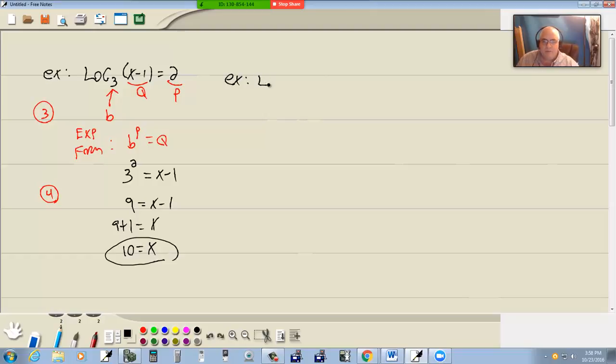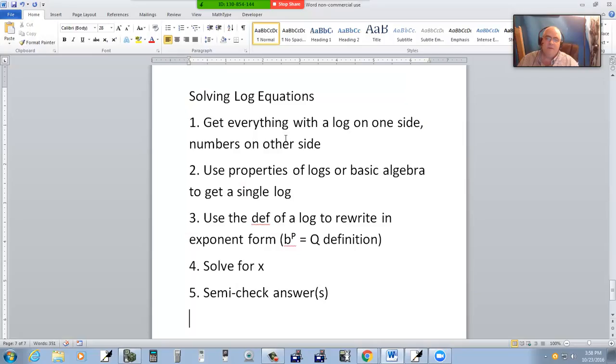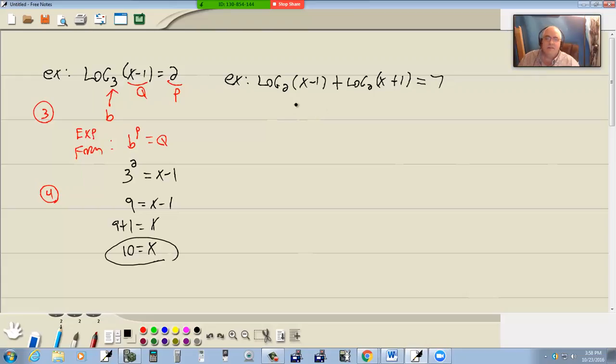Now I'm not going to finish these problems, but I'm going to show you the setup. Mainly because I wouldn't be able to make these up, so they actually worked out nice. Okay, step 1. Get everything with a log on one side, numbers on the other side. Well, everything with logs over here, numbers over here. Step 2. Use properties of logs to get a single log. Well, we've got log of something plus log of something. Addition becomes multiplication, so this becomes log base 2 of x minus 1 times x plus 1 equals 7. Or log base 2 of x squared minus 1 equals 7.